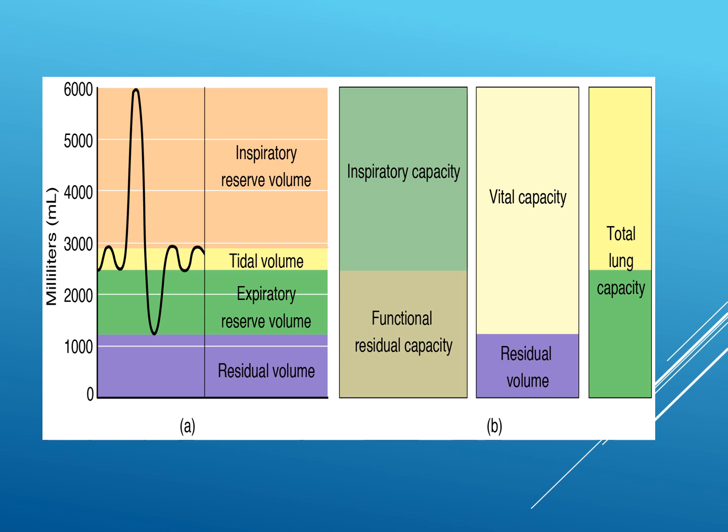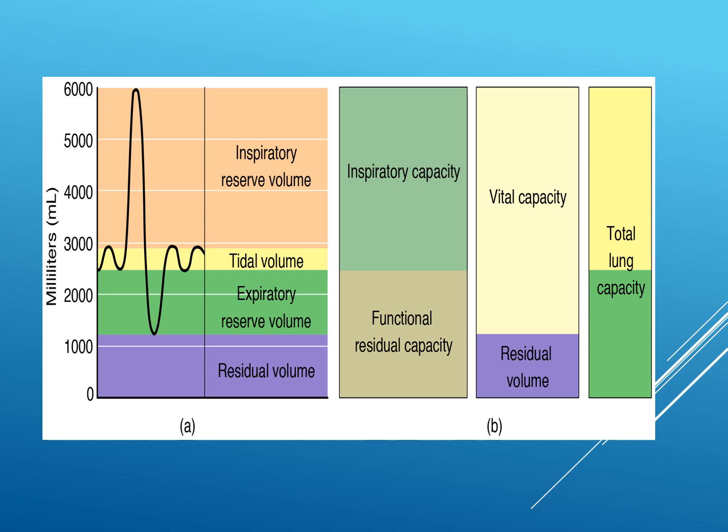And lastly, total lung capacity, which is nothing but the combination or addition of all the volumes. That is, first it is defined as the volume of air present in the lungs after maximal inspiration.